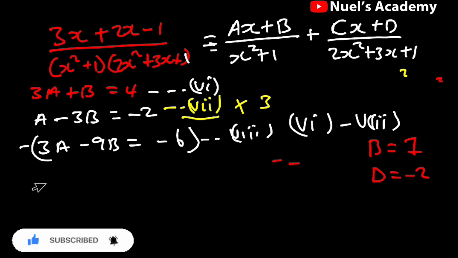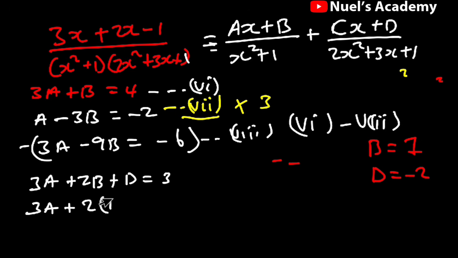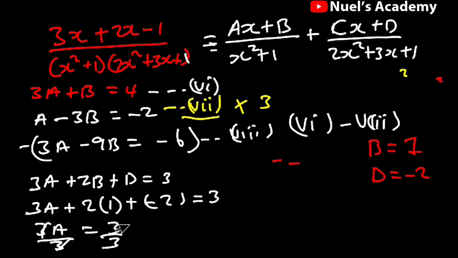Now from equation II, we have that 3a plus 2b plus d is equals to 3. And we've gotten the value of b and d. So let's substitute them into this equation. We have 3a plus 2b is 1 plus d is -2. This is equals to 3. We have 3a, 2 times 1 is 2, 2 minus 2 is 0. So this is going to be equals to 3. If you divide both sides by 3, we have that a is equals to 1.